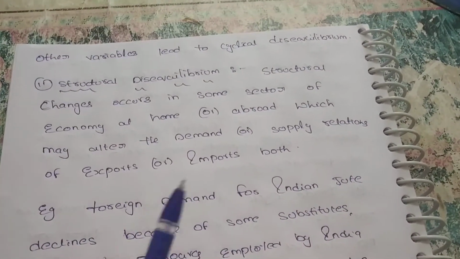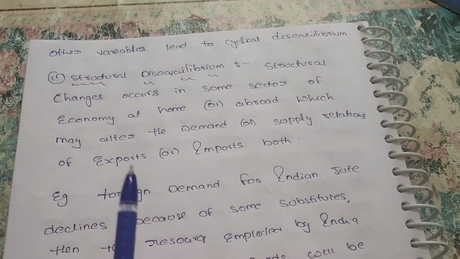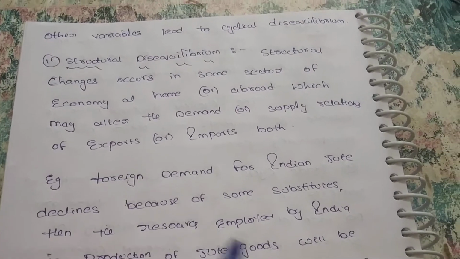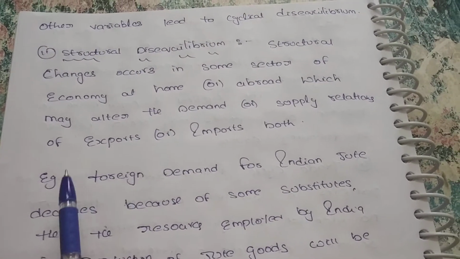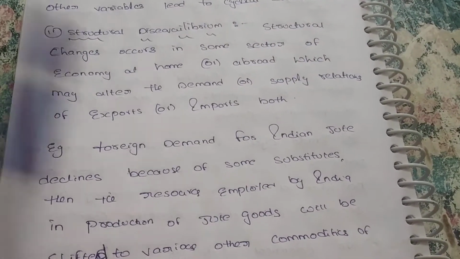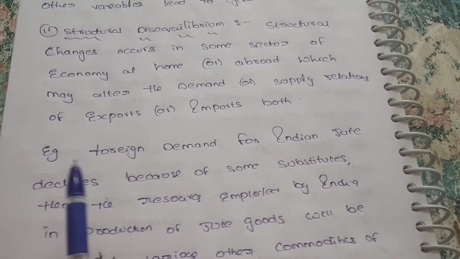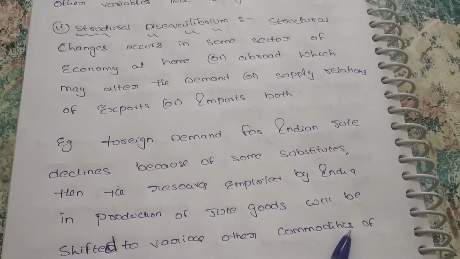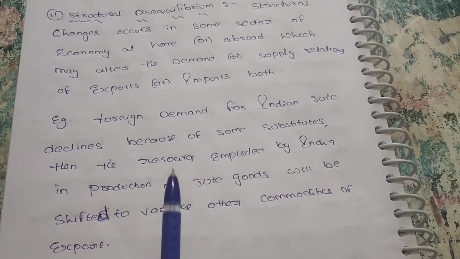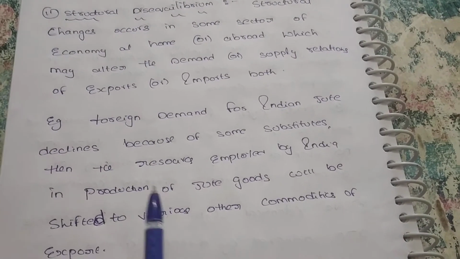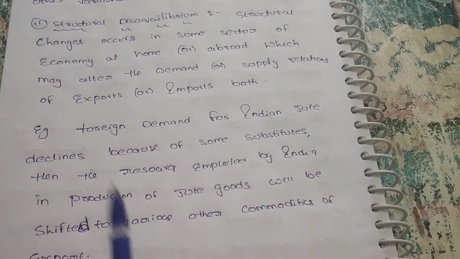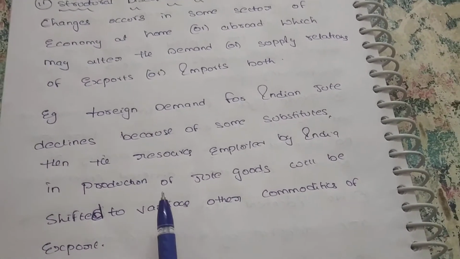What is a structural disequilibrium? There are some changes in our home country, maybe completely related to demand and supply of our exports and imports. For example, we are producing jute products and selling to foreign countries. In the foreign country, our jute product demand is decreased because another country is producing the same jute products at very low cost compared to our country. They adopt the other country's jute products. For that reason, our jute product demand has decreased.